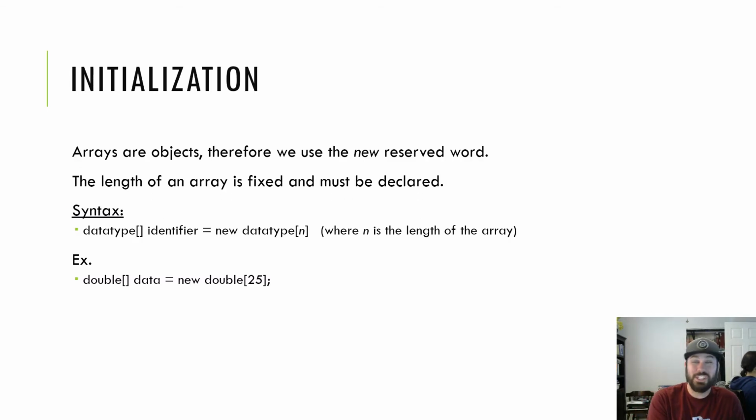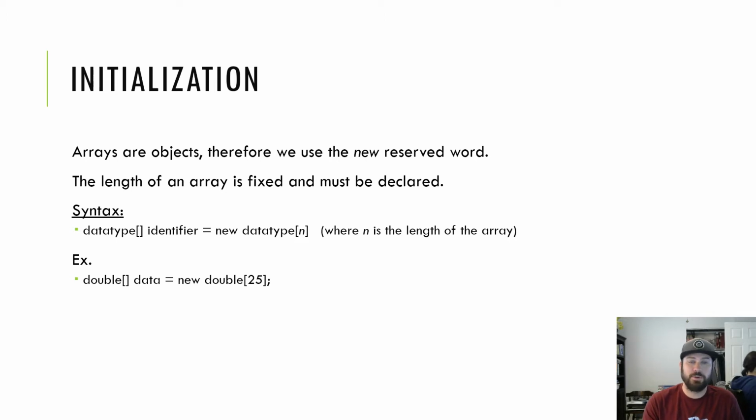In order to initialize an array, arrays are objects, so we use the new reserved word. The length of an array is fixed and must be declared. So when we declare it, we have to state the number of elements that are going to be in an array. We can see the syntax here. It says data type, square brackets after it, and then the identifier is just the name of our array, assignment operator equals new, and then we state the data type again, and this time in the square brackets we state the length of the array, which is the number of elements.